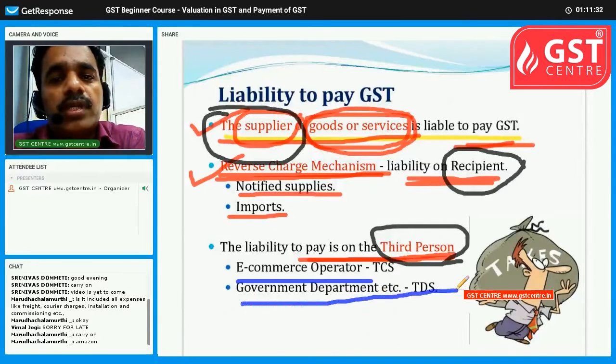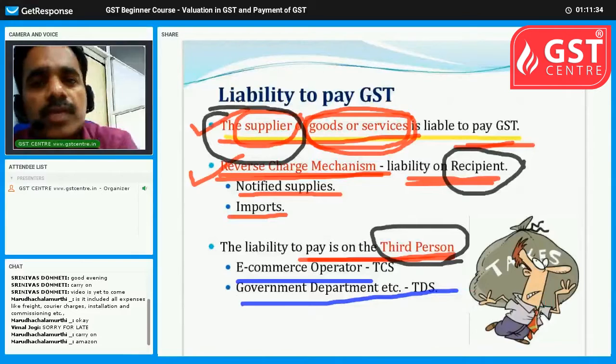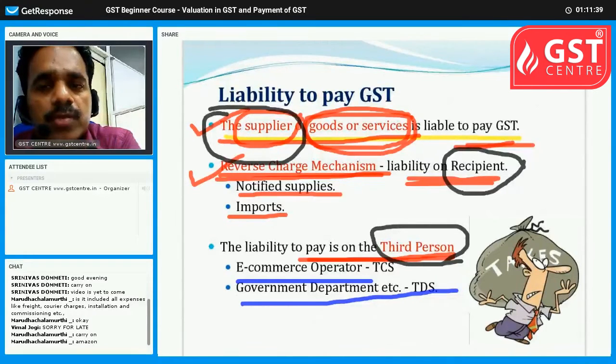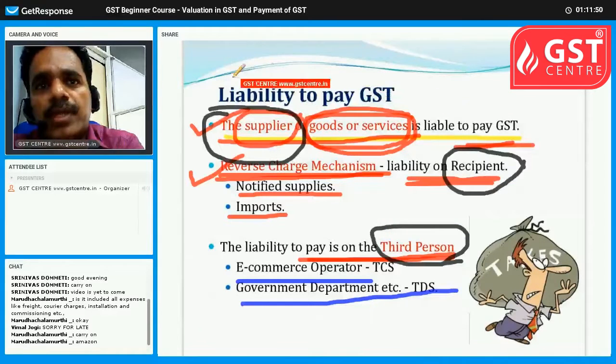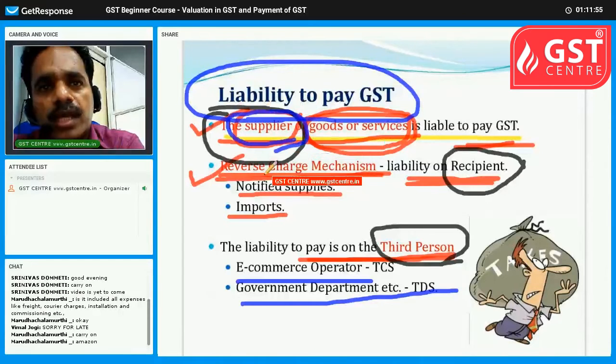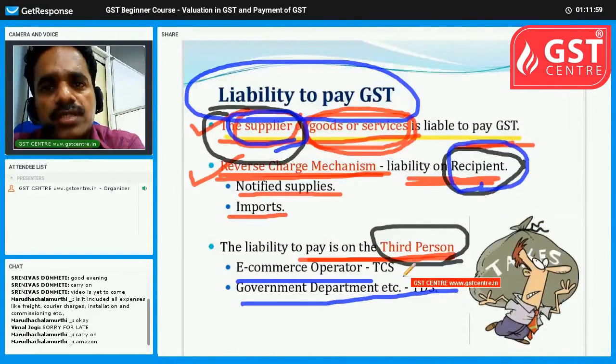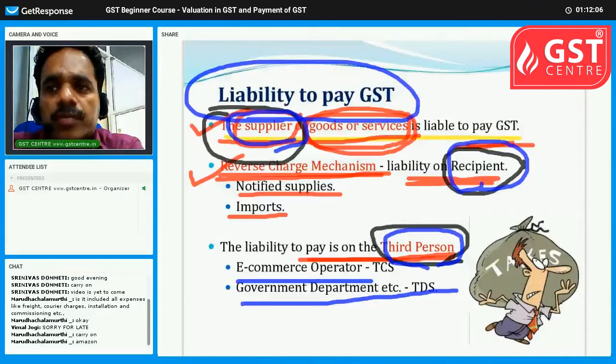Then government departments, etc. What is a government department or company? That is run by the state government or central government. They have to deduct TDS from their suppliers. So that is also applicable. So liability to pay GST is on three persons. Here it is on the supplier in the normal scenario. Here it is on the recipient in reverse charge mechanism, and here it is on a third person in the case of e-commerce operators or government departments or companies.